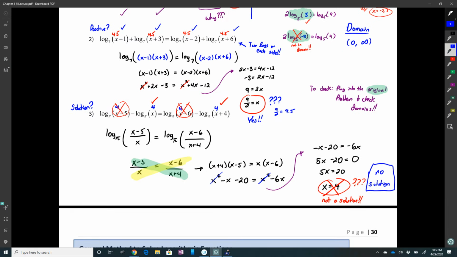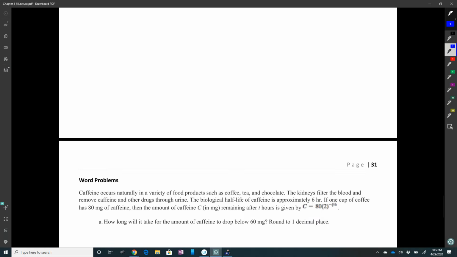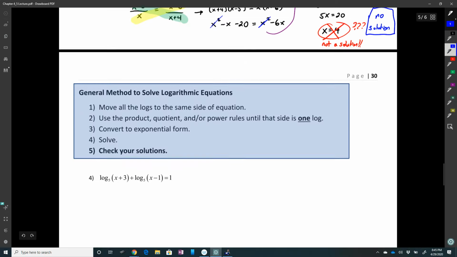All right. Got some more problems, some word problems, and then we're done. I know this is a long section.